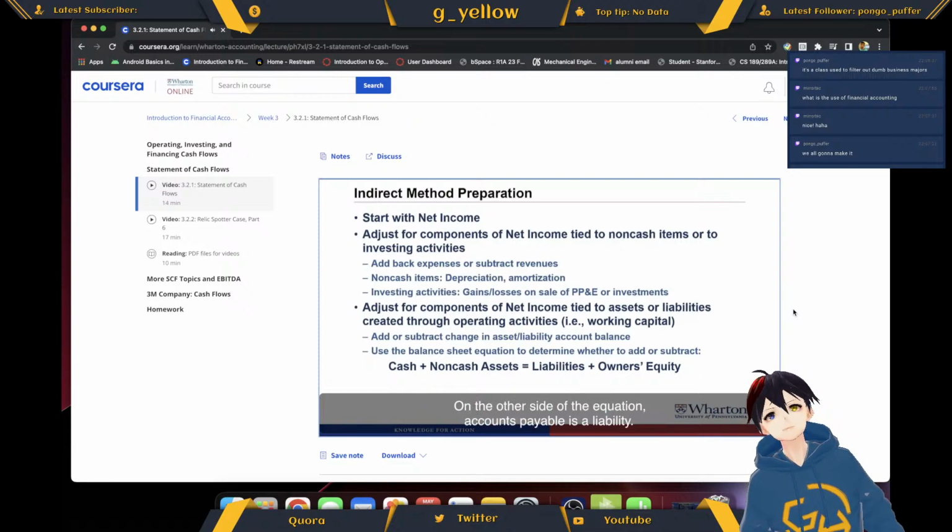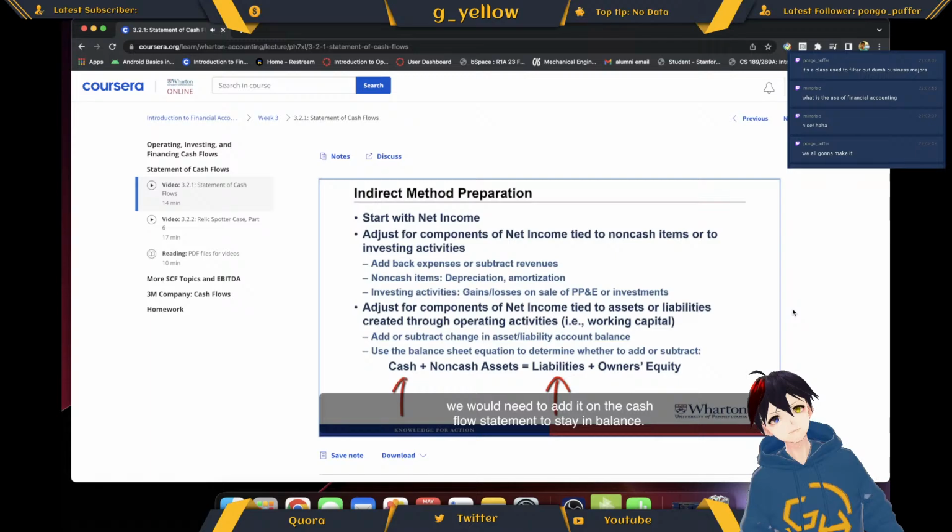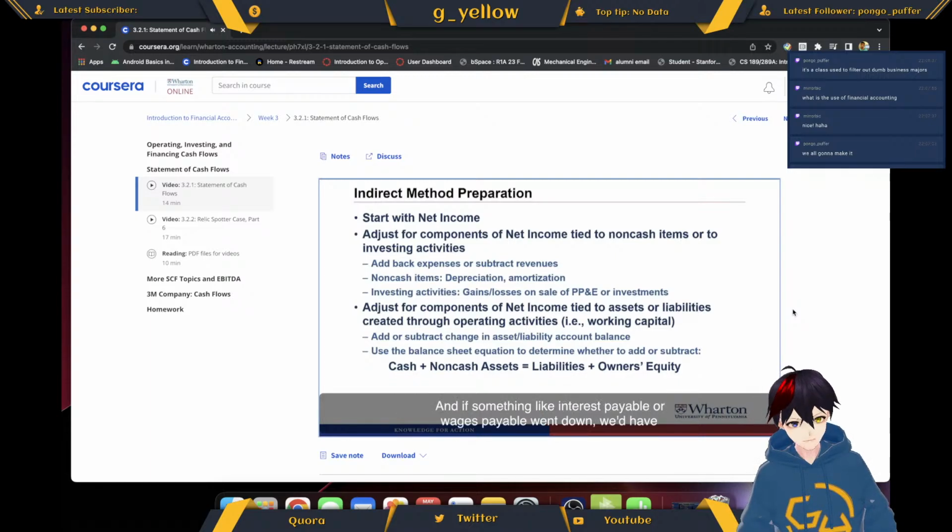On the other side of the equation, accounts payable is a liability. If accounts payable went up, we would need to add it on the cash flow statement, stay in balance. And if something like interest payable or wages payable went down, we'd have a liability going down, and we would have to subtract it on the cash flow statement.